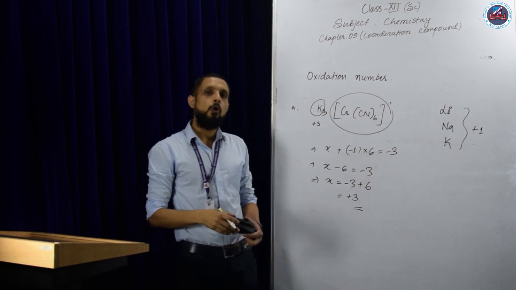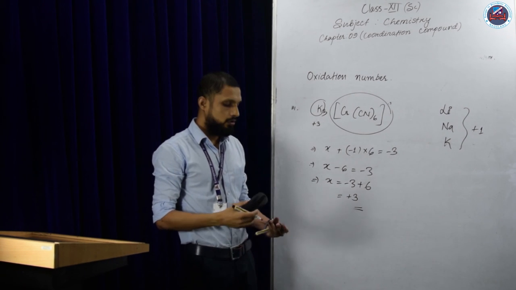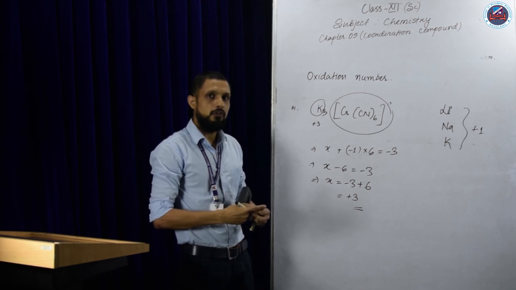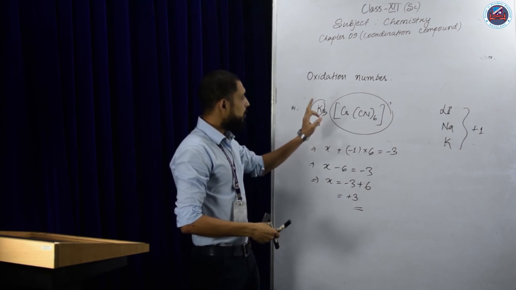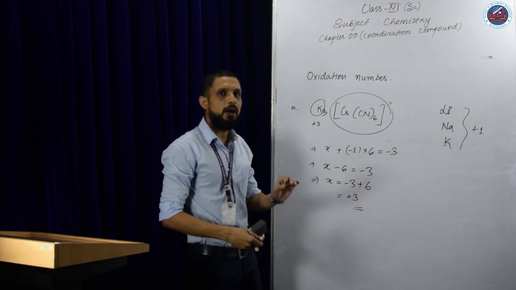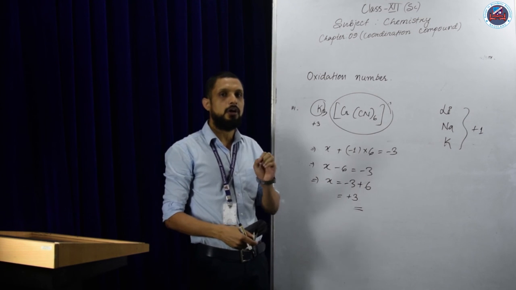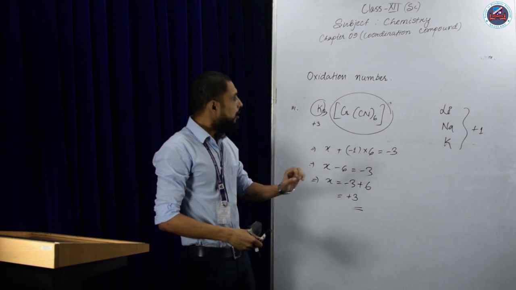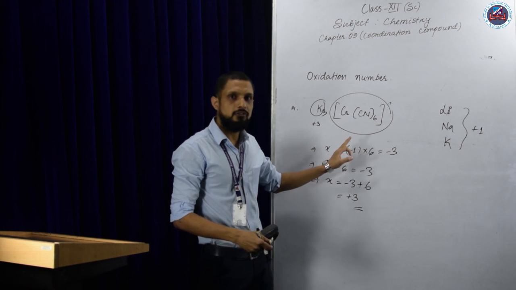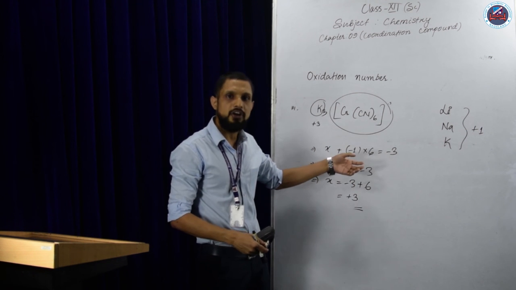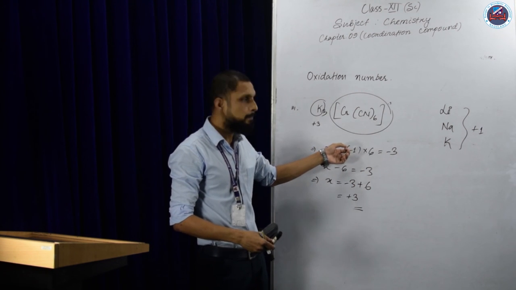You can take some more examples from the textbook and practice yourself. For such topics where you have to calculate oxidation number and coordination number, you'll get better with practice. So you have to take more and more examples and practice yourself, okay?